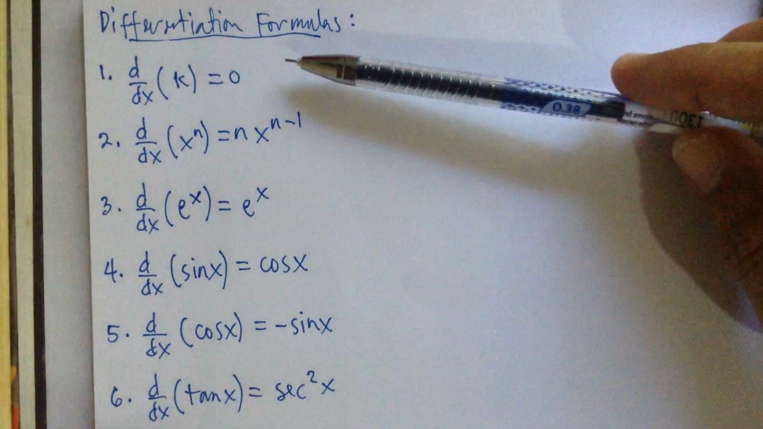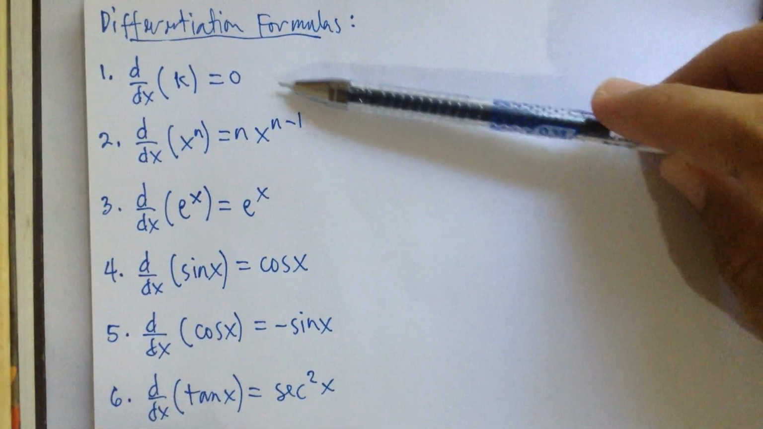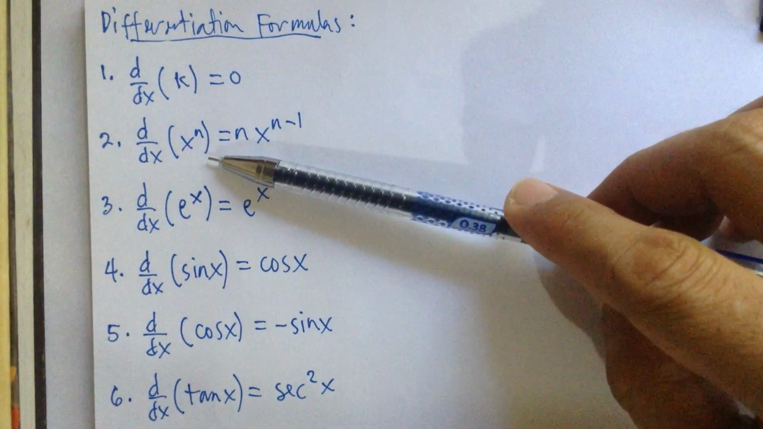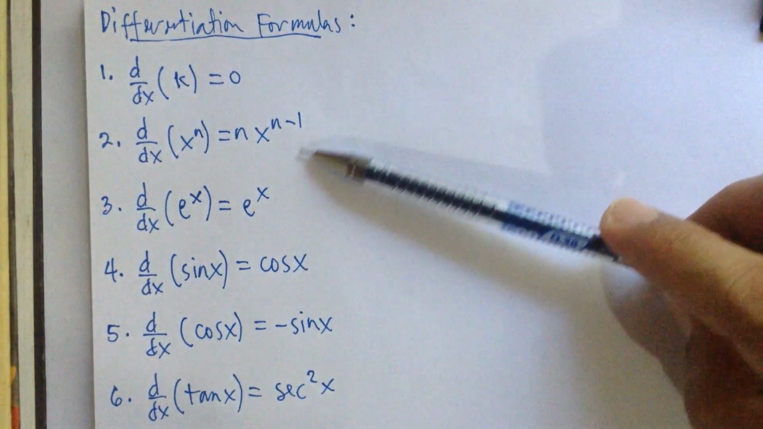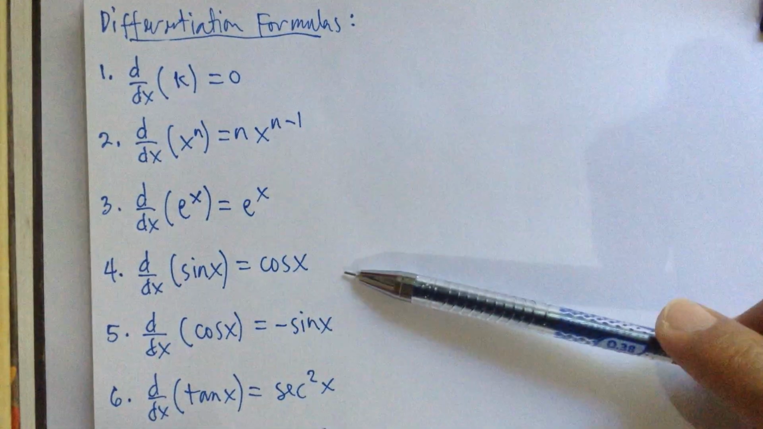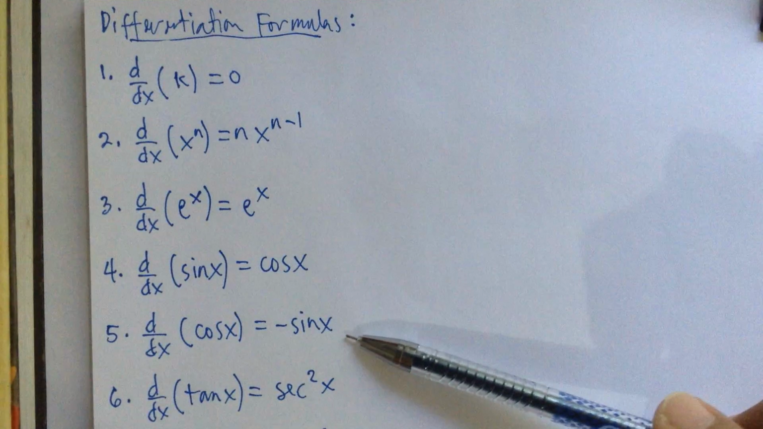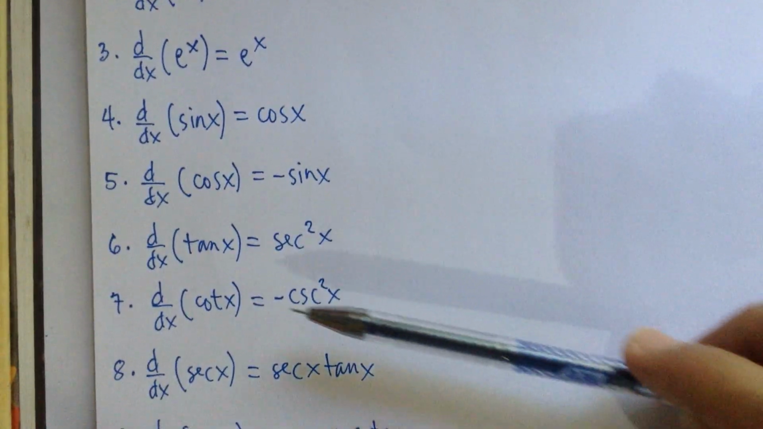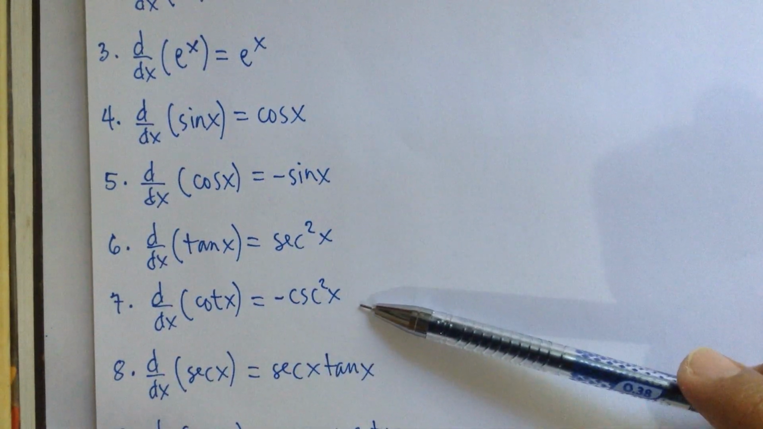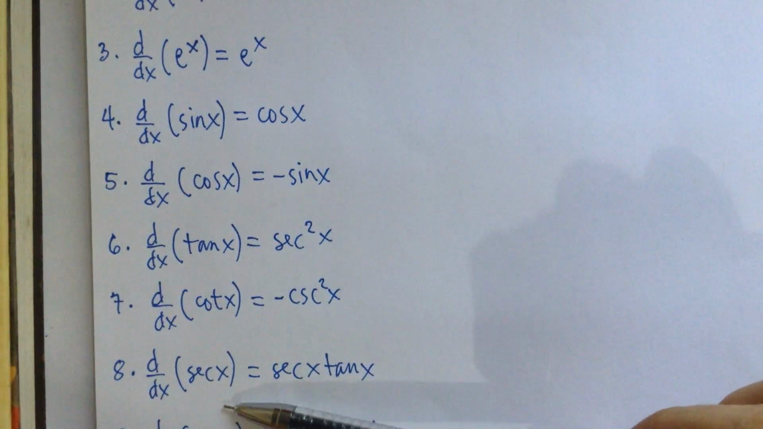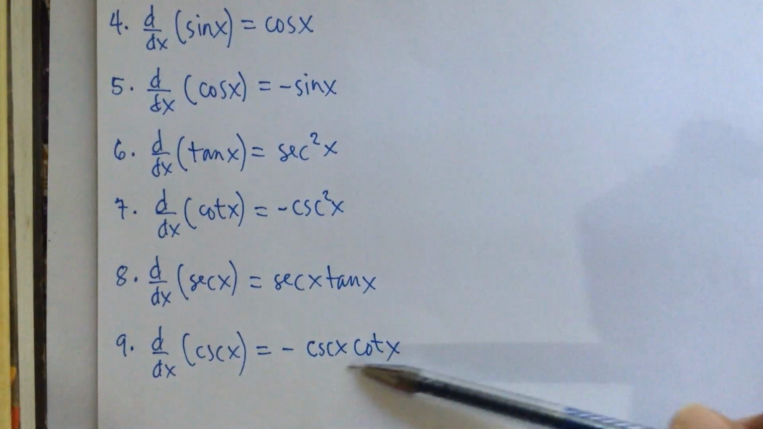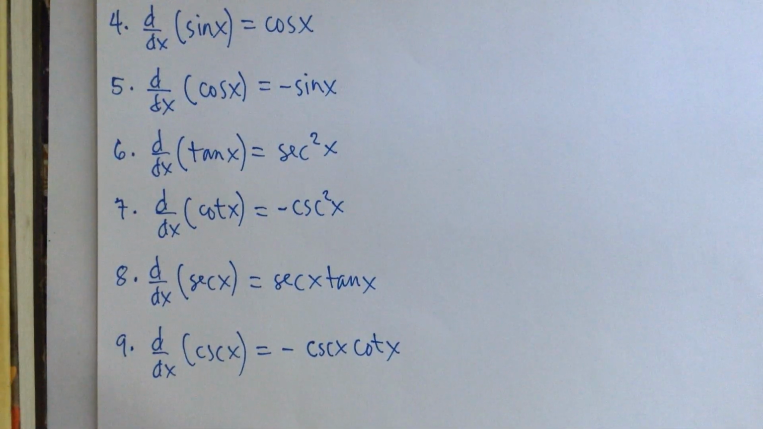So as you can see, in our class, we discussed the following differentiation formulas: the derivative of a constant, which is 0; derivative of x to the n is n x to the n minus 1; derivative of e to the x is e to the x; derivative of sine x is cosine x; derivative of cosine x is negative sine x; derivative of tangent x is secant squared x; derivative of cotangent x is negative cosecant squared x. Derivative of secant x is secant x tangent x, and derivative of cosecant x is negative cosecant x cotangent x.